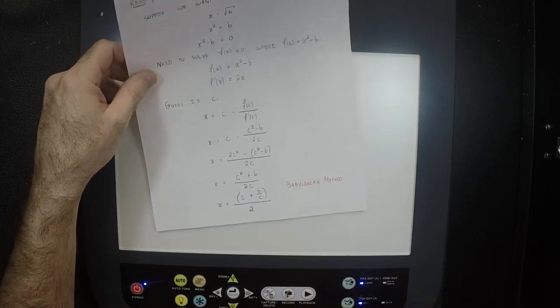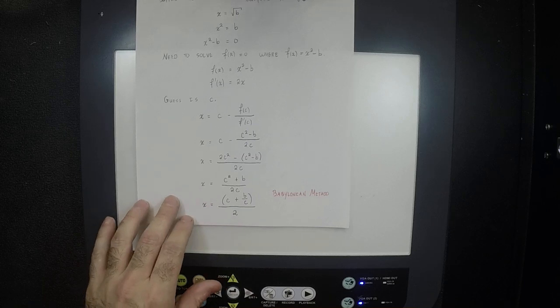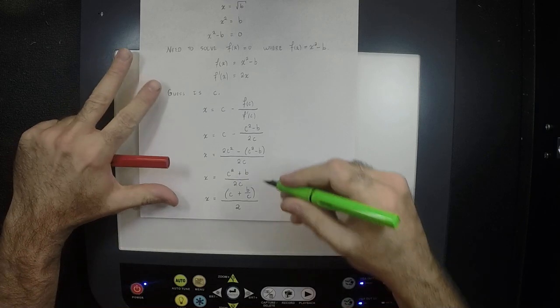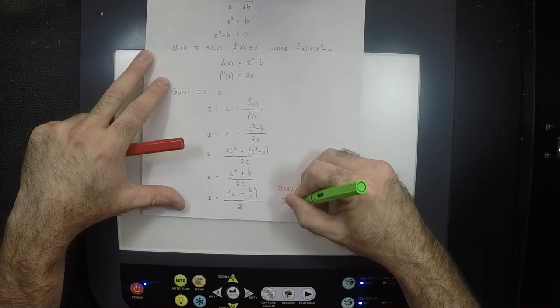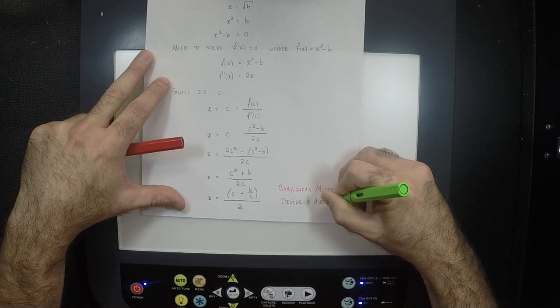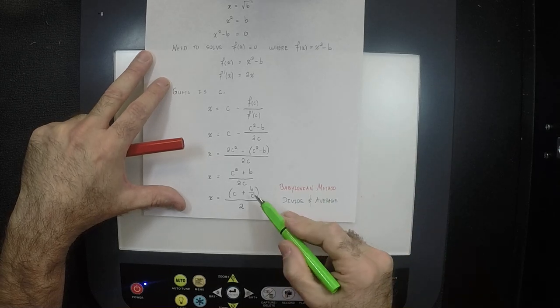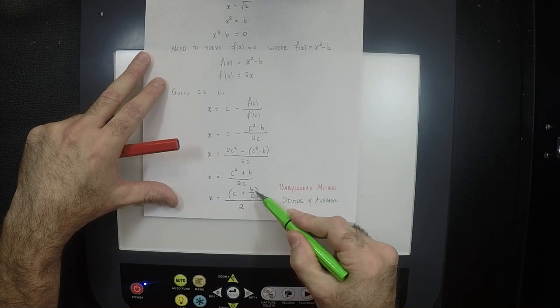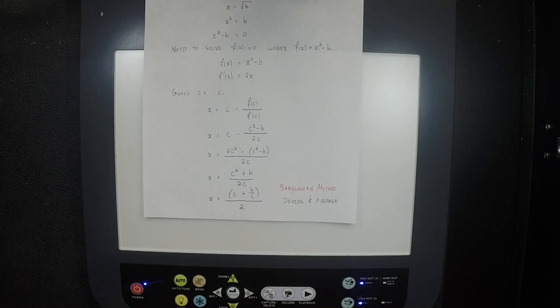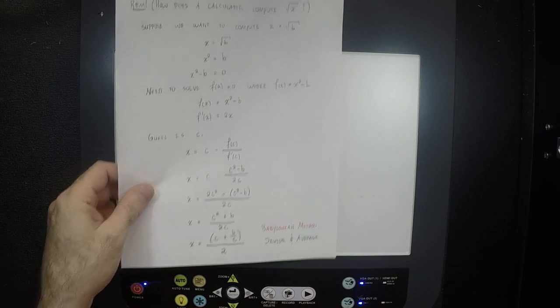Okay, so let's see this in practice for a moment. It's called the Babylonian method to mathematicians because for some reason we care about the historicity of it all. But in engineering circles, this is also called the divide and average formula, because you're taking the number you want to compute the square root of, dividing it by your guess, and then averaging it with your guess. So it's called the divide and average method. It's a good name.